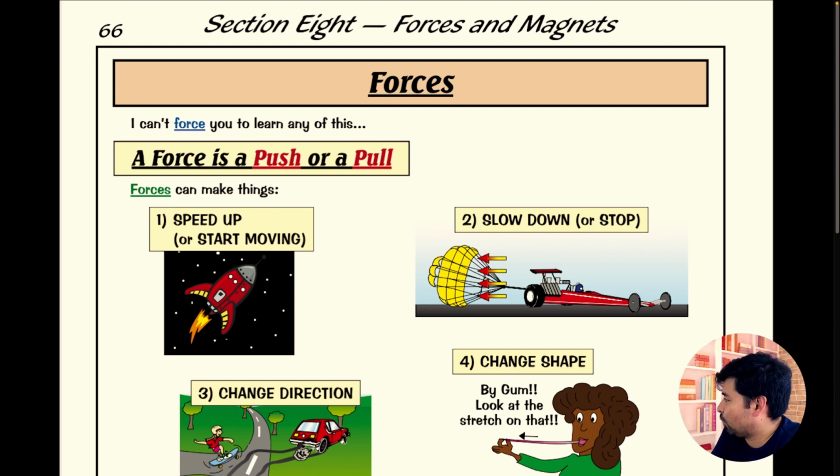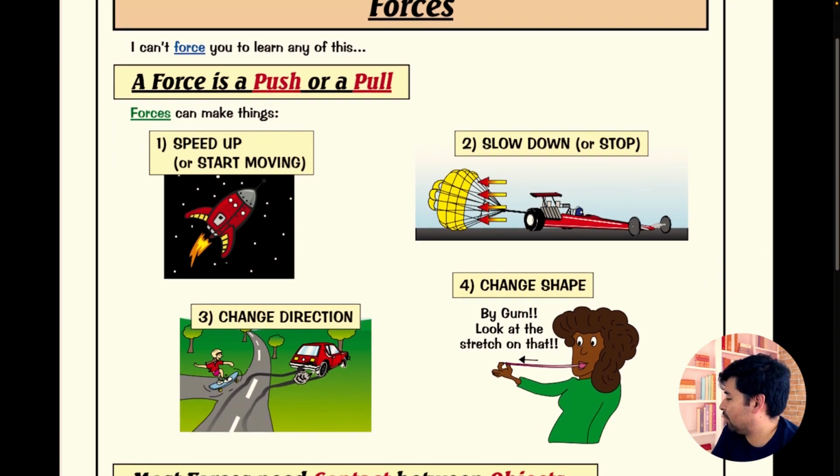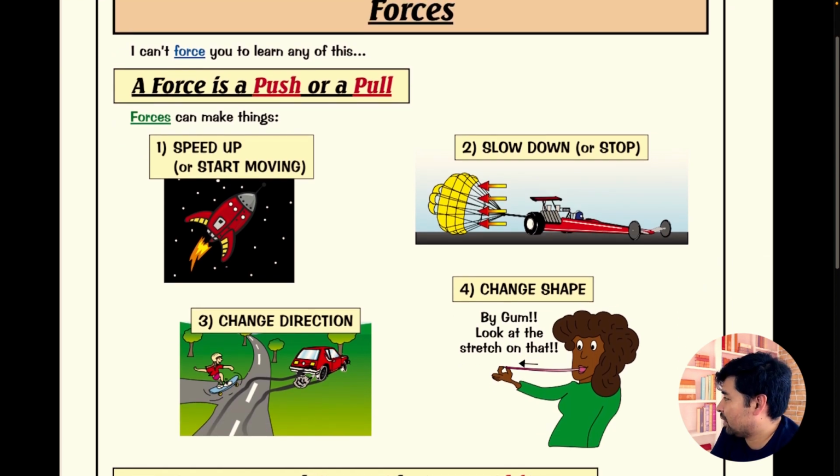I can't force you to learn any of this. For sure I can't, right? What is a force? What is that? So let's check it out here on some samples. A force is a push or a pull. Forces can make things, number one. So let's see some examples of what force can make things do. Number one, speed up or start moving.